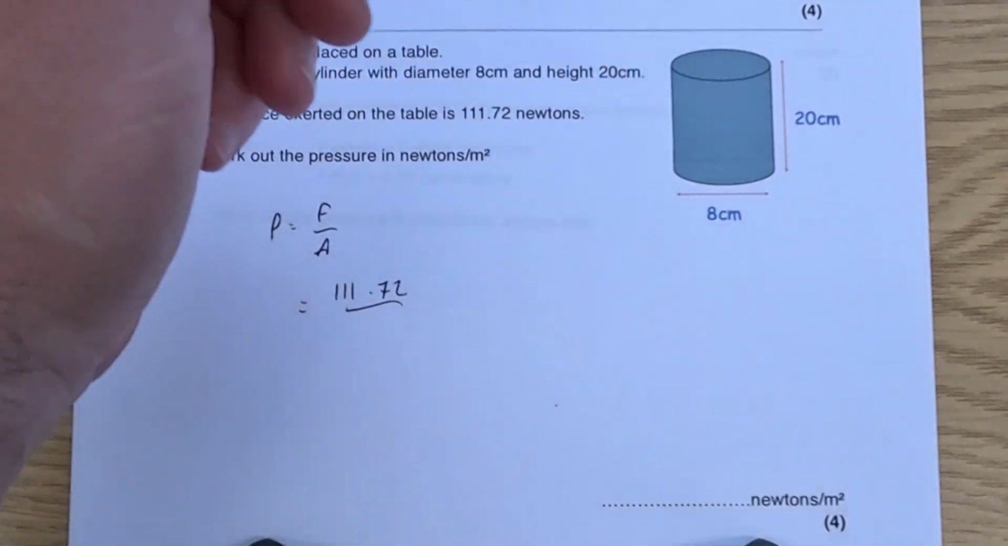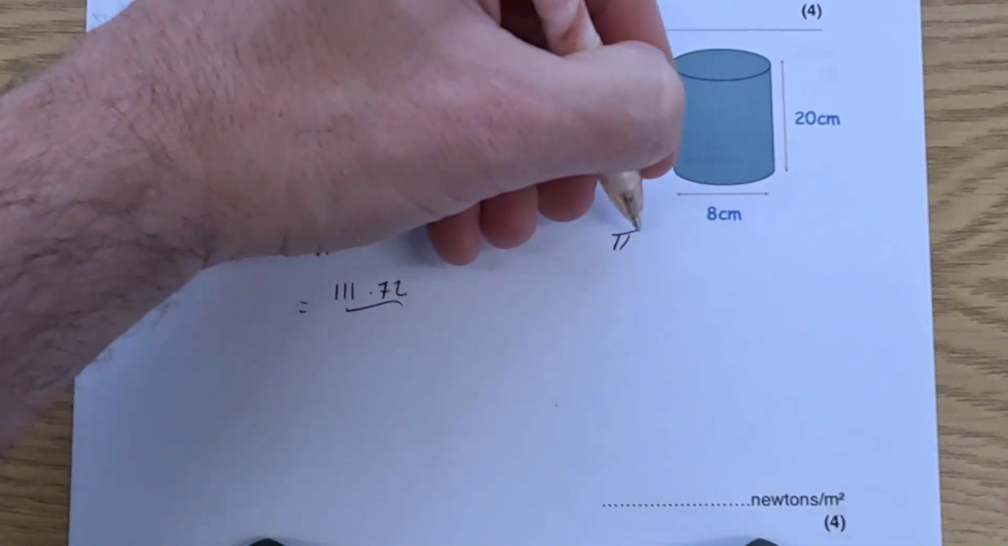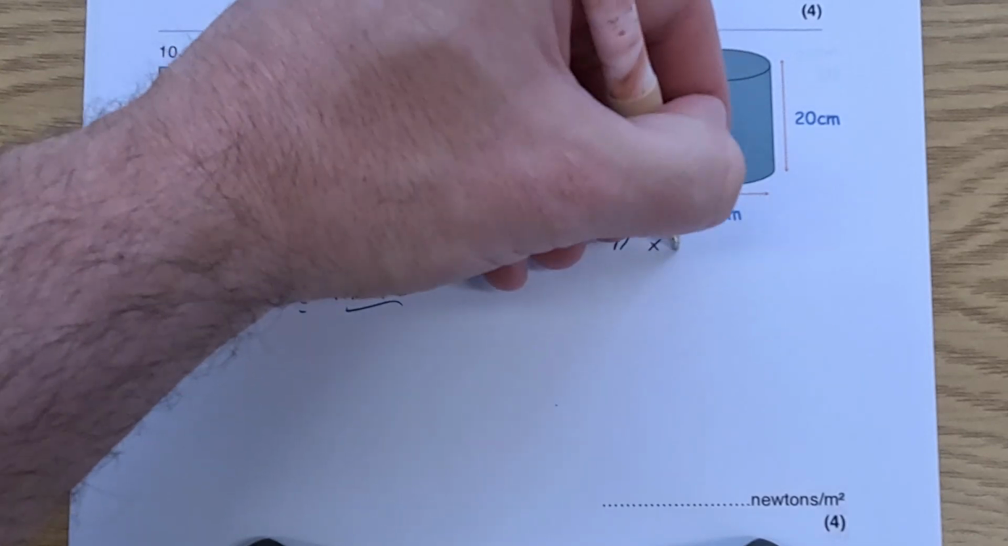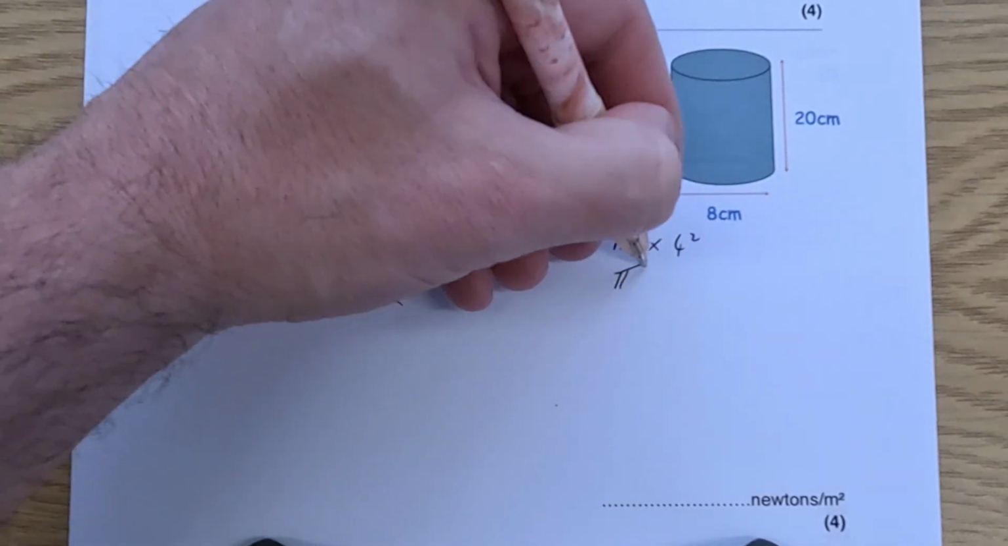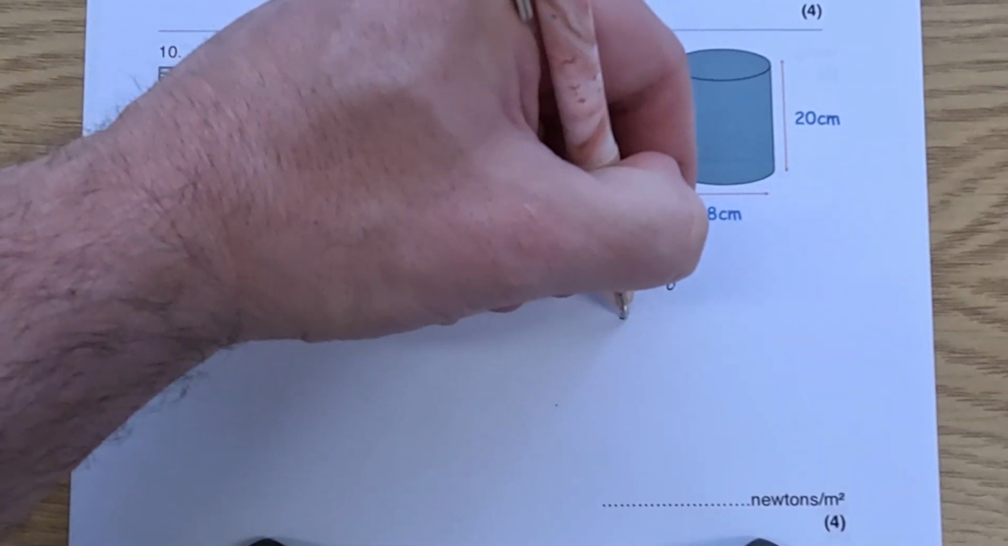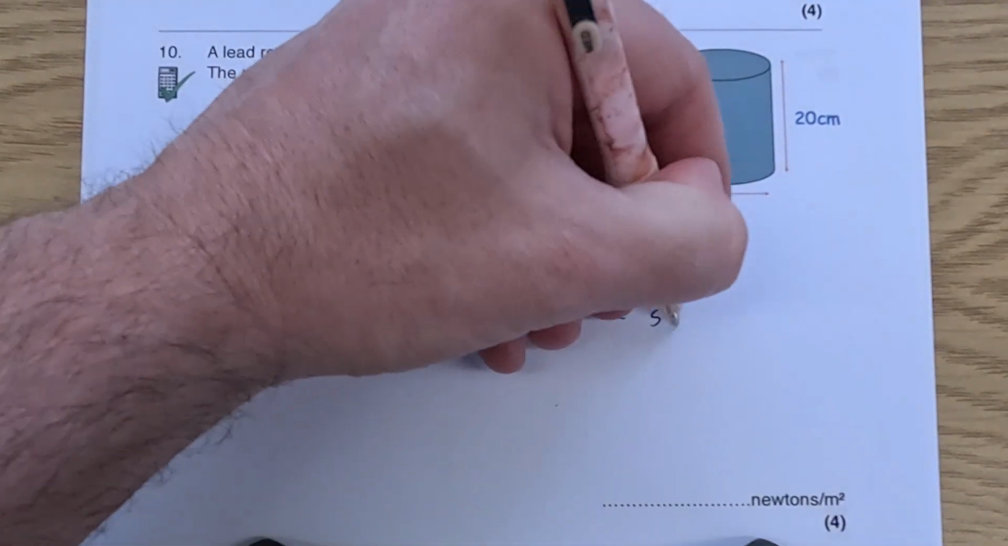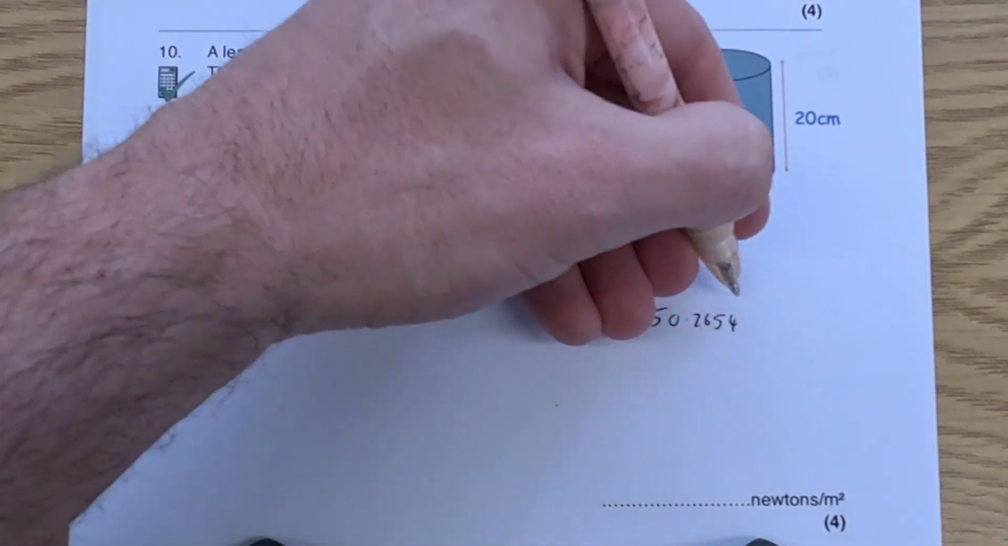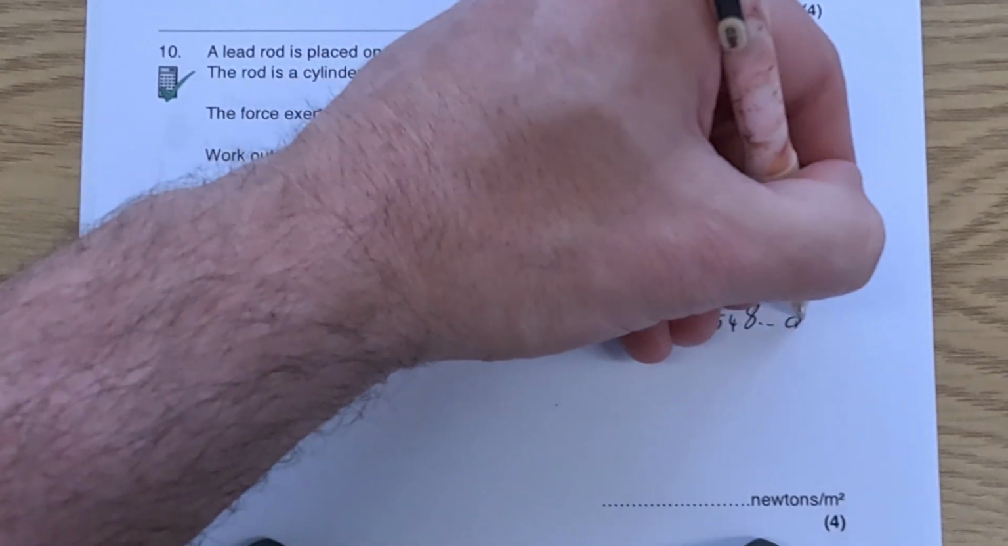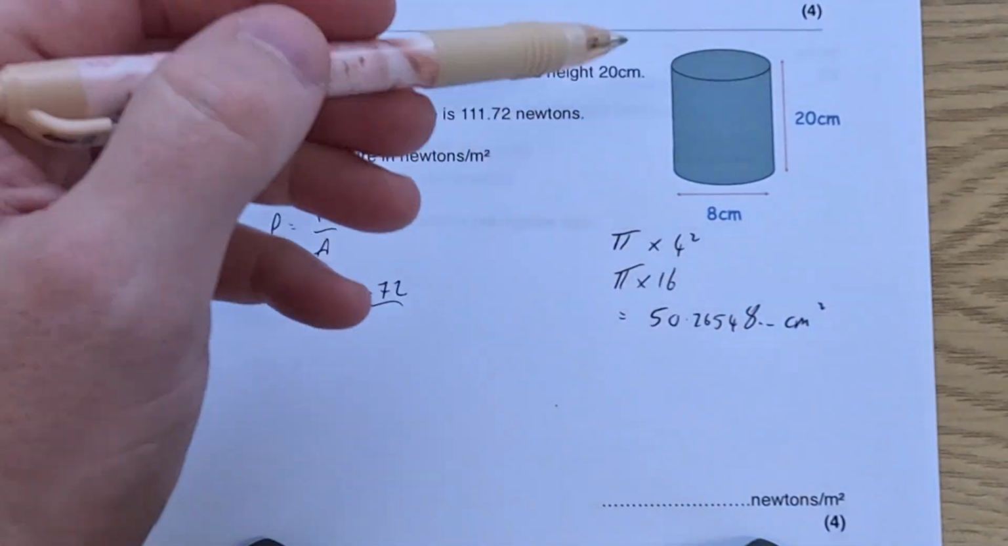So in terms of the base of the cylinder, that's going to be a circle. So we're going to use pi r squared, so pi times the radius, which is 4, squared. And let's do pi times 4 squared and see what we get. So it's pi times 16, and that's equal to 50.26548 and so on centimetres squared. So that's the area of the base of the cylinder.